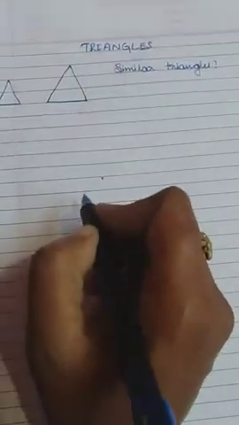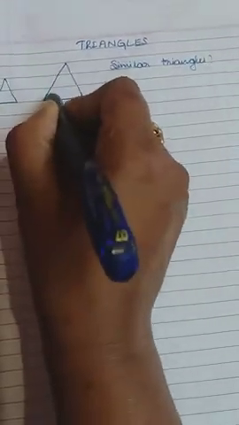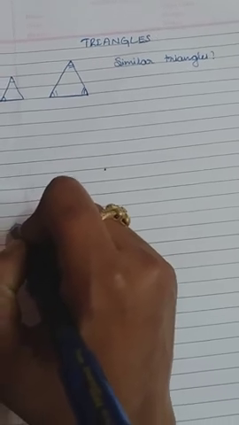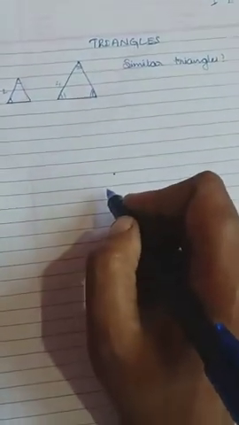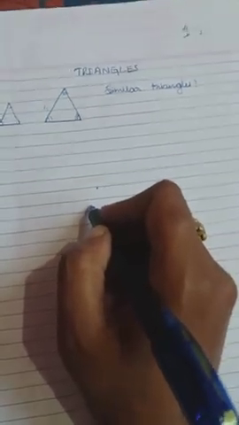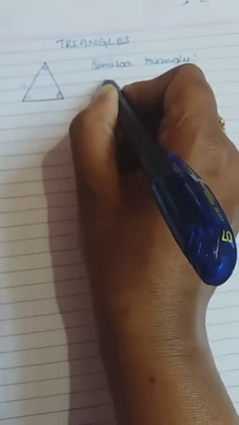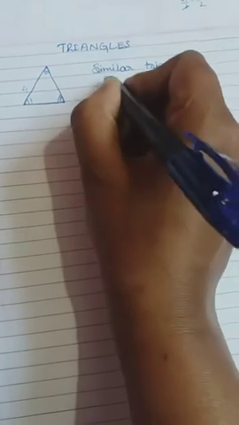They are said to be similar when the corresponding angles are equal, and also the corresponding sides are in proportion. In the sense, if it is a 4, it should be 2; if we do 4 divided by 2, we get 2, like that. Okay, they are in proportion.